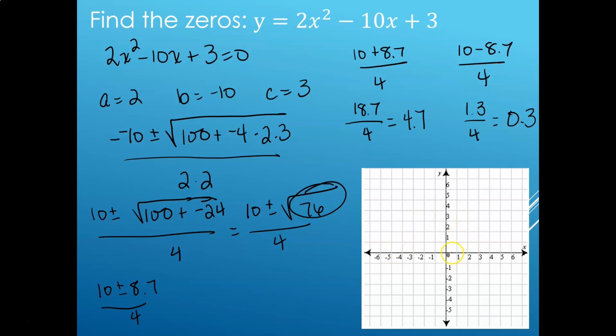That means I have two x-intercepts, one at 0.3, which is in between 0 and 1, and one at 4.7, which is in between 4 and 5. That means my curve maybe looks something like this, or it could go the other way. We're not sure. We're going to learn more about graphing later on.